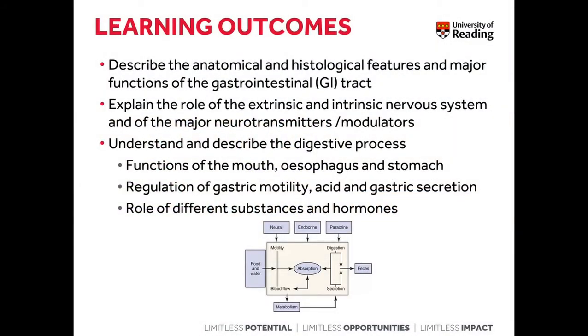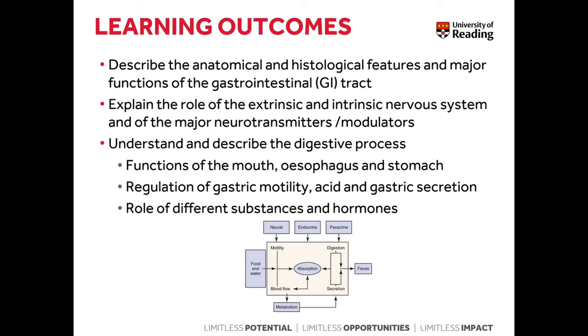By this lecture, you will be able to describe the anatomical and the tissue histological features of the gastrointestinal tract and the major functions of this pipe that keeps us alive, allowing us to absorb nutrients and to digest them. We will also talk about the nervous system in the gastroenteric tract and how there are extrinsic and intrinsic nervous systems and what neurotransmitters, hormones, and modulators are involved in its function.